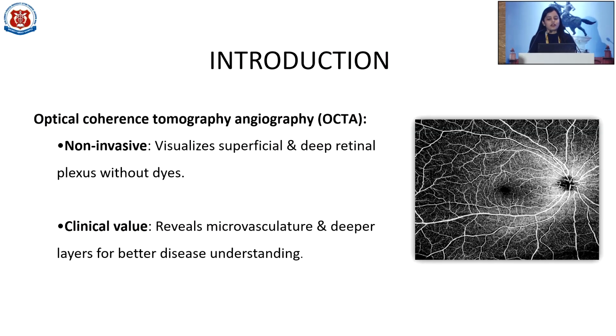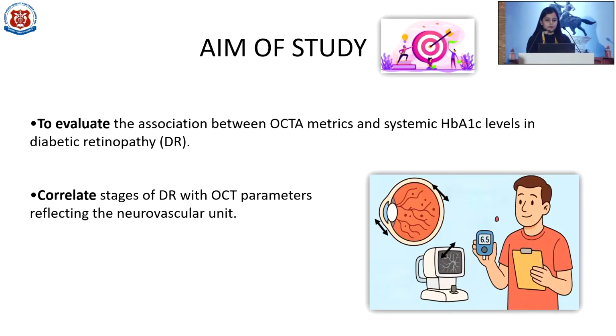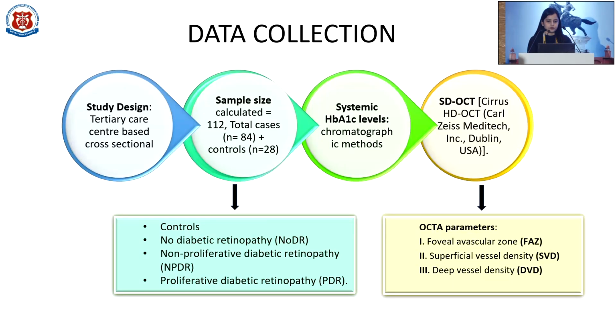Optical coherence tomography angiography is a non-invasive method, and it visualizes the superficial and deep retinal plexus without dyes. It reveals the microvascular and deeper layers for better disease understanding. The aim of our study was to assess the association between the OCTA metrics and the systemic HbA1c levels in diabetic retinopathy, and also to correlate the stages of diabetic retinopathy with the optical coherence tomography parameters reflecting the neurovascular unit. It was a tertiary care center-based cross-sectional study.